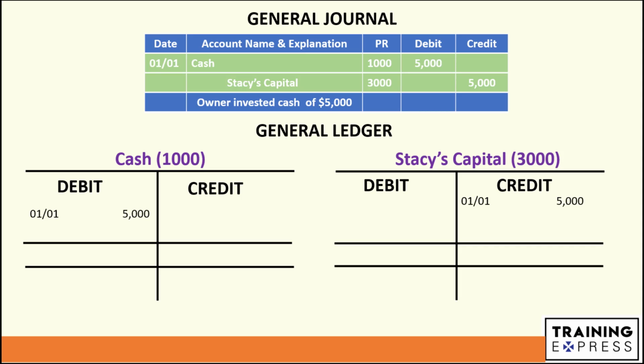Now this is the time to balance each of these ledgers. So first of all, we can look at the cash account, and you can see the debit side total is $5,000. There is nothing on the credit side, so credit side total will be 0. So now we can see that there is a debit balance of $5,000 so far in this cash ledger. Now let's move to the Stacy's capital account, and let's total the credit side, which is $5,000, and there is nothing on the debit side, so it will be 0. So ultimately we will have a credit balance of $5,000 in the Stacy's capital account.